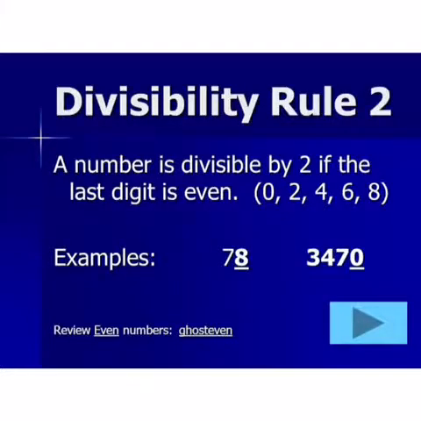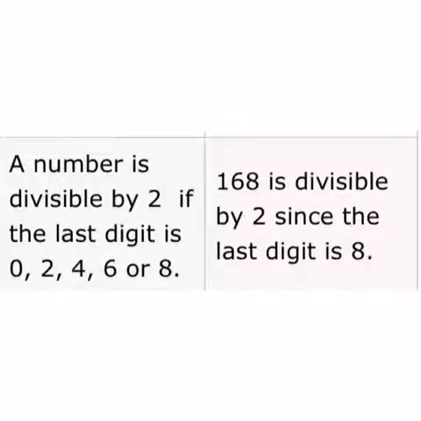Children, when we learned even numbers, we learned that all the even numbers are divisible by 2. So a number is divisible by 2 if it has any of the digits like 0, 2, 4, 6 and 8 in its ones place. Then those numbers will be divisible by 2. Here you can see 168 is divisible by 2 because it has 8 as the last digit, or 8 in the ones place. So children, without dividing, you can easily find out, whether it is a large number or small number, that the number is divisible by 2 or not.